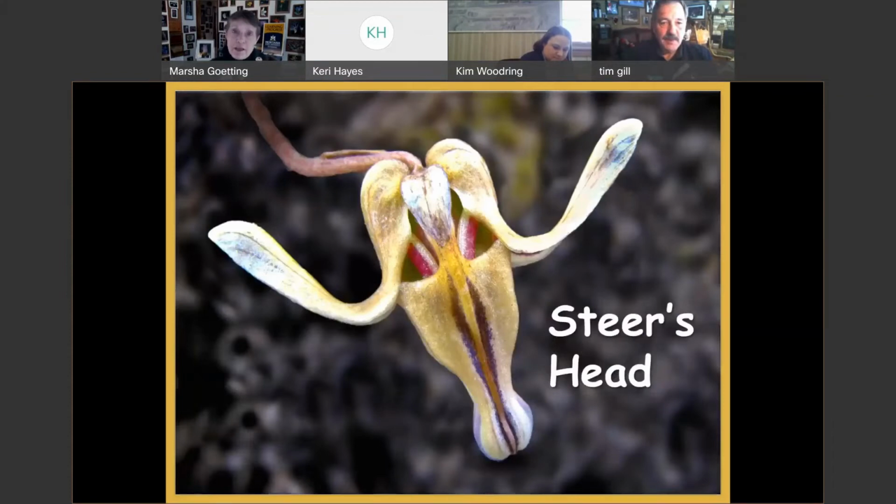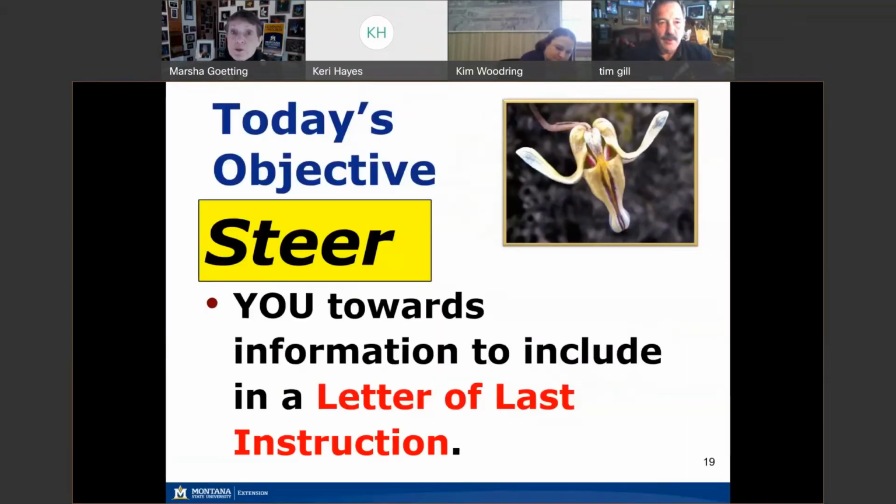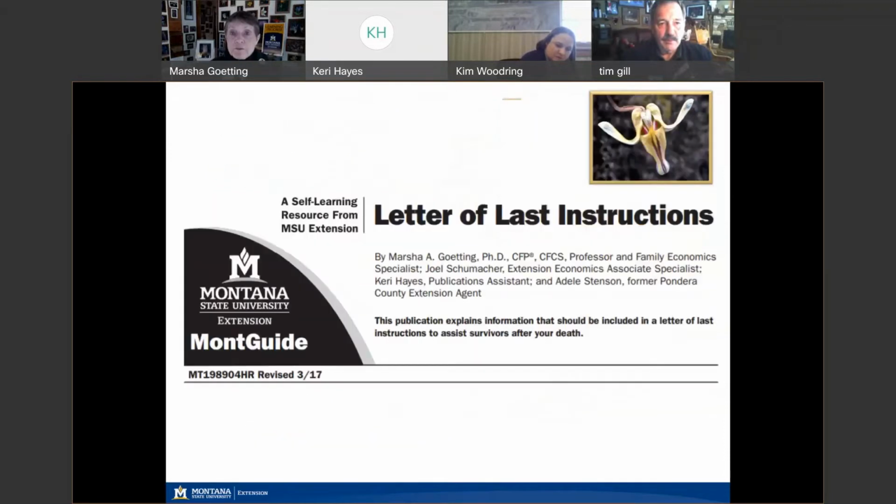Now this is a steer's head. Yeah, isn't that a beautiful flower? And it looks like one. And at my public meetings, I always like to let people guess what it is because it's kind of fun. They come up with all kinds of names, and usually there's a botanist in the crowd that gives the scientific name, but I'm into common names. And the common name is steerhead, which is perfect because I want to steer you. Kim and I want to steer you to information to include in a letter of last instruction.